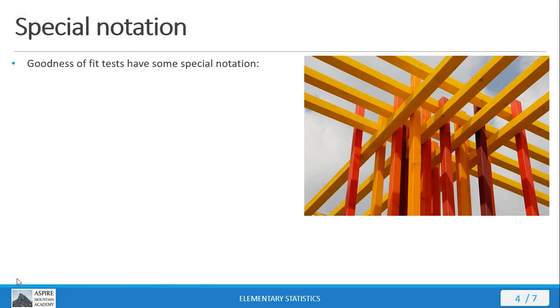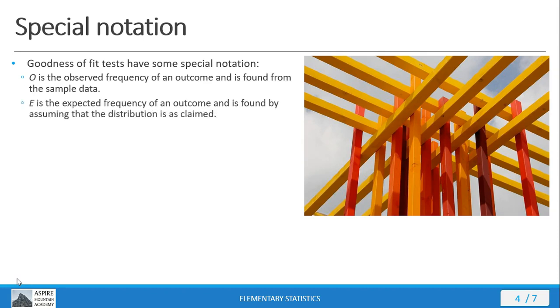Some special notation to keep in mind for goodness of fit tests. Capital letter O is used to represent the observed frequency of an outcome. We get that from the sample data because that's what we observe. Capital letter E is the expected frequency of an outcome, and we find that by assuming that the distribution is as it's claimed to be.